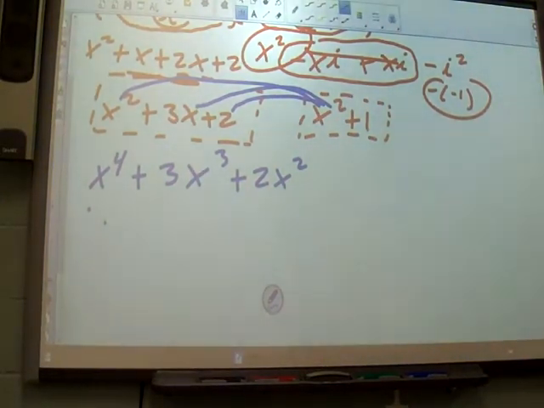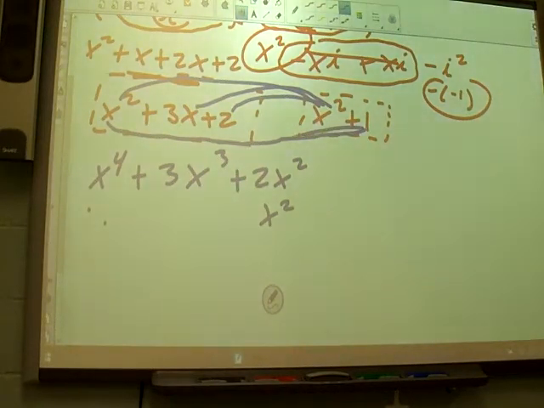Now when I distribute that 1, good thing about multiplying by 1 is it doesn't change, but we still have to do it because that's going to give us some like terms to combine. So 1 times x squared will be x squared. There's your only like term you're going to get. 1 times 3x would be 3x. And then 1 times 2 would be 2.